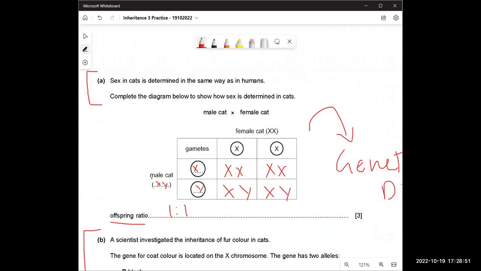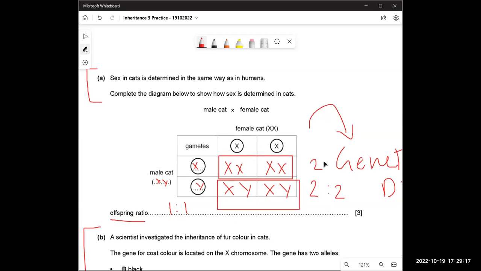They asked us to make a genetic diagram, and they asked what the chromosomes are for a male cat. We know that for male, it's always XY, so we wrote XY. Then we got our offspring, the cross. We cross X with X, we get XX. X with Y, we get XY. Then the offspring ratio: we have 2 of these and 2 of these, so it's 2:2.